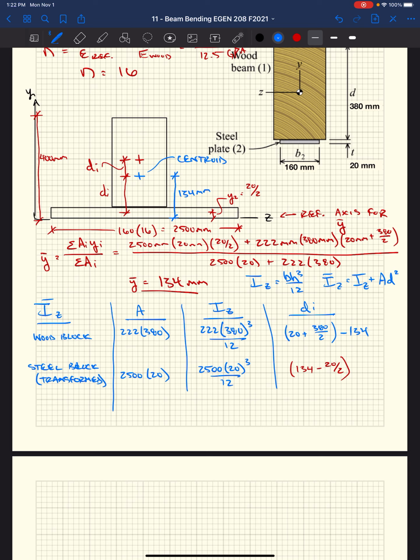Not going to bore you with all of the intermediate calculations, but I'll tell you that IZ bar now is IZ of the wood plus AD squared, this is all of the wood, plus the steel plus AD squared of the steel transformed, in our equivalent system, and we get an IZ bar equal to 2.27 times 10 to the 9th millimeters to the 4th.